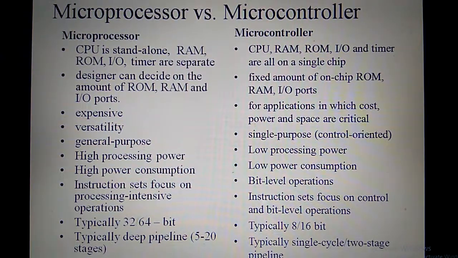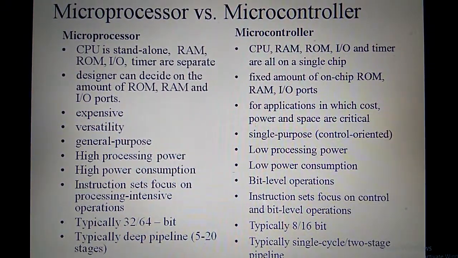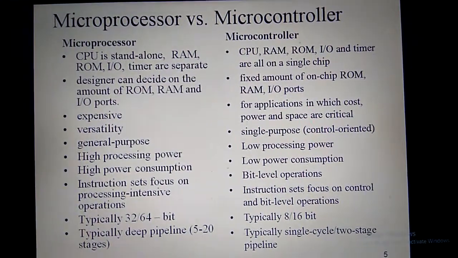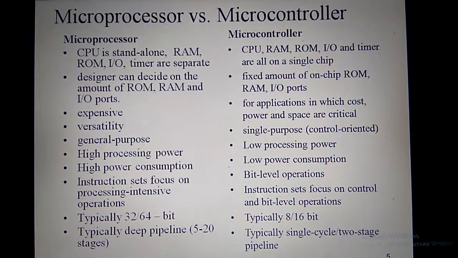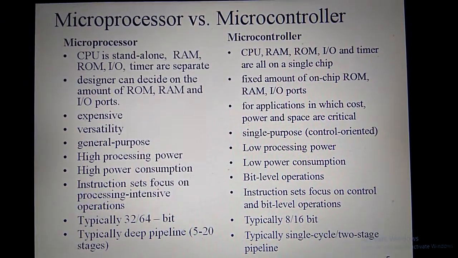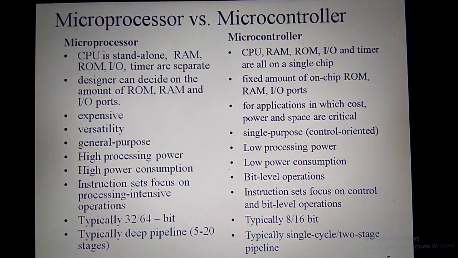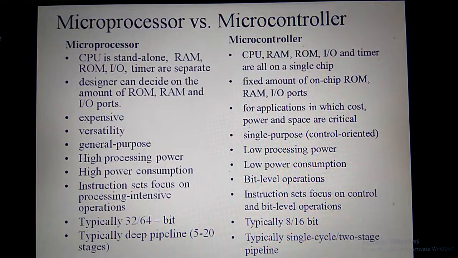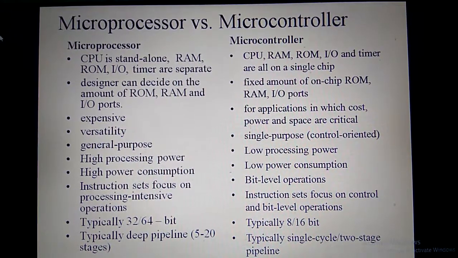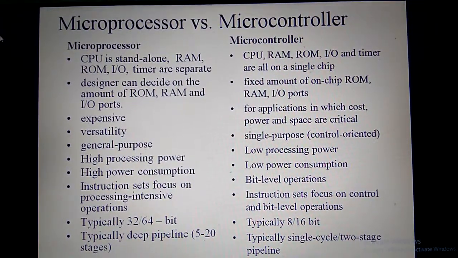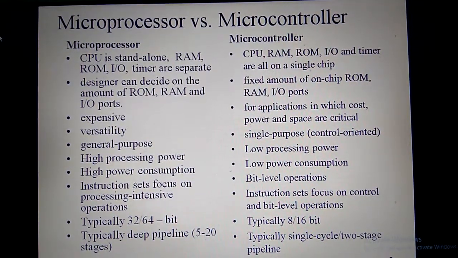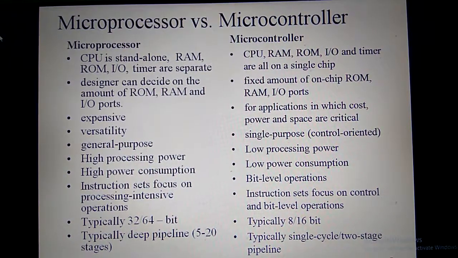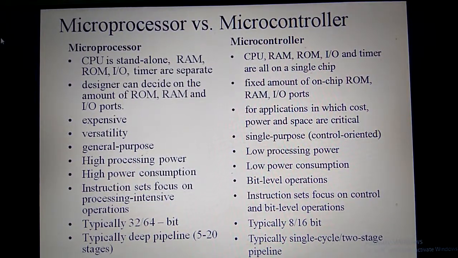Now we'll move into the differences between microprocessor and microcontroller. In a microprocessor, the CPU is standalone, and RAM, ROM, input-output and timers are separate. But in the case of a microcontroller, the CPU, RAM, ROM, input-output and timer are all in the same chip. Next, the designer can decide on the amount of ROM, RAM and I/O ports. But in a microcontroller, there is a fixed amount of on-chip ROM, RAM and I/O ports.